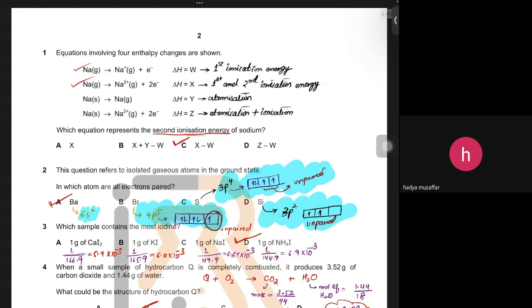Of course, second ionization means it has lost its first electron and right now it has a positive charge, and after losing the second electron it would be having a +2 charge. Okay, so that's why the first equation is of the first ionization energy, and the second equation is the first and second ionization energy.